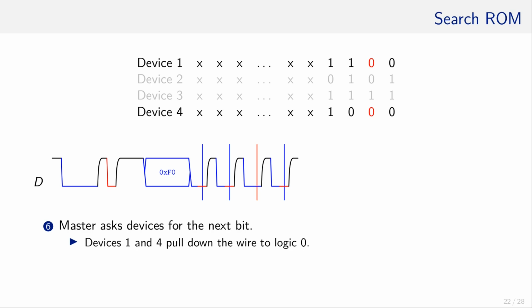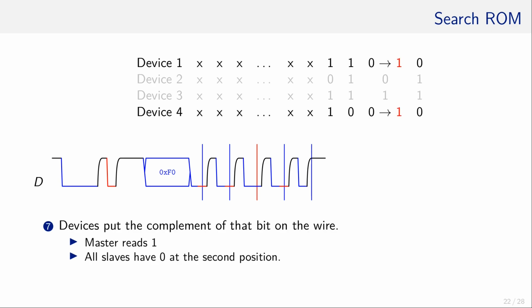Those slaves which are still active move the index up by 1 position, here marked in red, and the master restarts. Again, first the master pulls down the wire and the slaves write the bit value of the second bit onto the bus, here 0, which is read by the master. Then the slaves write the complement of that bit value onto the bus. Since the ID of both slaves is 0 at this position, a 1 is written to the bus.